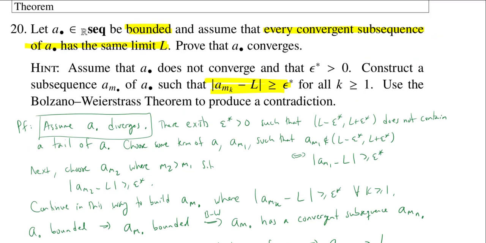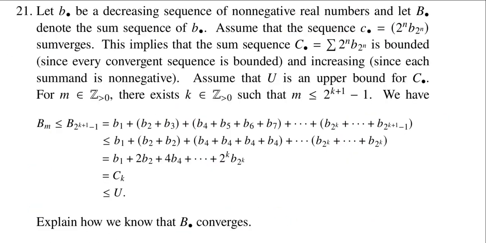And although we didn't state it here, we even know A dot has to converge to L because, well, if A converges, it is a convergent subsequence of itself, so it would also have to converge to L. Okay, so that's problem 20. Let's go check out problem 21.